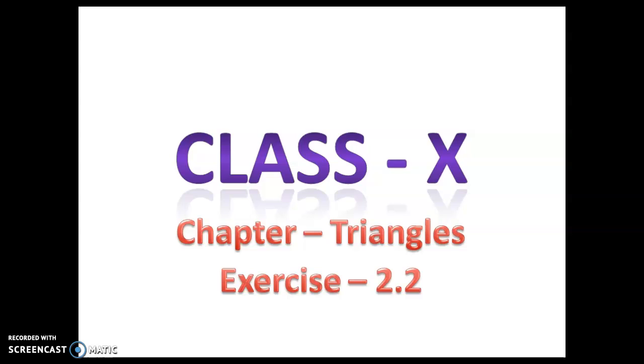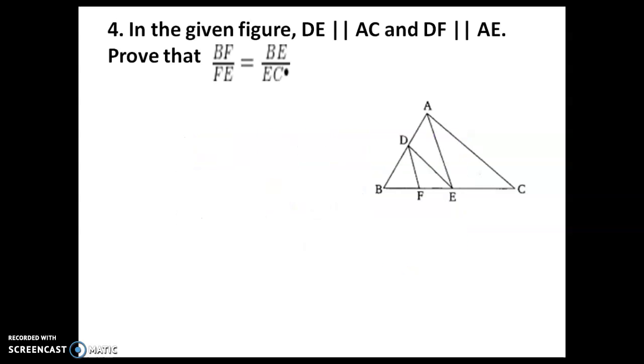Hello students, let's continue exercise 2.2 in this video. So fourth problem: in the given figure, DE is parallel to AC and DF is parallel to AE. Prove that BF by FE equals BE by EC.